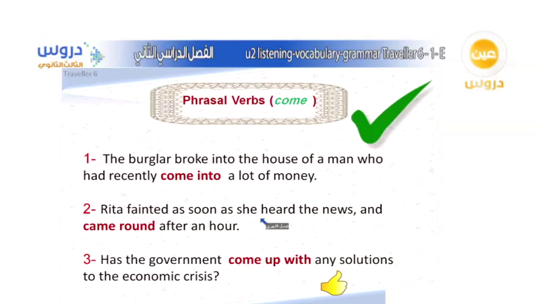What about the second one? Rita fainted as soon as she heard the news and came around after an hour. So the first one: the burglar broke into a house of a man who had recently come into a lot of money. All these things you can see with come, we call it phrasal verbs. Okay, a verb with a preposition, we call it a phrasal verb. Sometimes it always has special meaning. It depends on the situation. Any questions up to now?